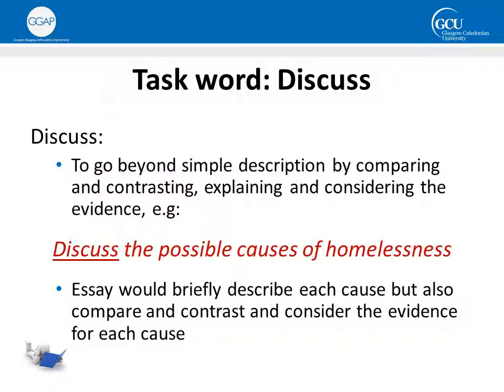An essay that discusses a topic will still involve an element of description, all essays do, but to discuss you need to go beyond simple description and show that you're thinking at a higher level. Depending on the essay question, this could involve things like comparing and contrasting, explaining and looking at the evidence. So to discuss the possible causes of homelessness, you'd first of all describe each cause, but then you might consider how the different causes differ, what evidence there is to support each cause, and how they explain homelessness.